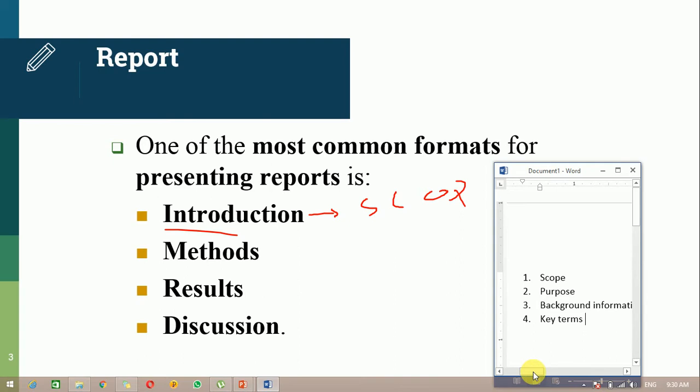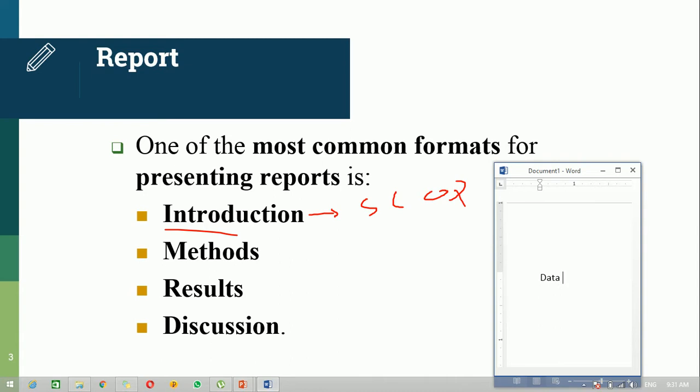So that's why I say that the scope is what has been covered here, the purpose is why we write, the background information is how much background information is available on the topic, and the key terms are those that we are going to discuss. So this deals with the first part of the report, which is the introduction. After that, we will move to the methods. Methods are also called procedures in some terms. Methods here means data collection, right?